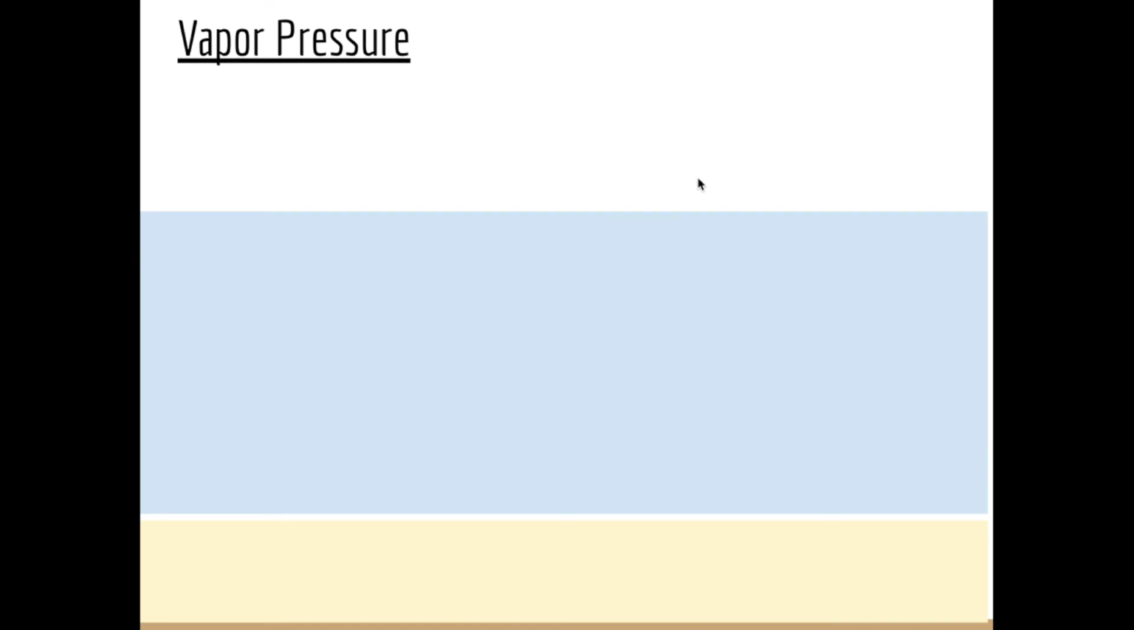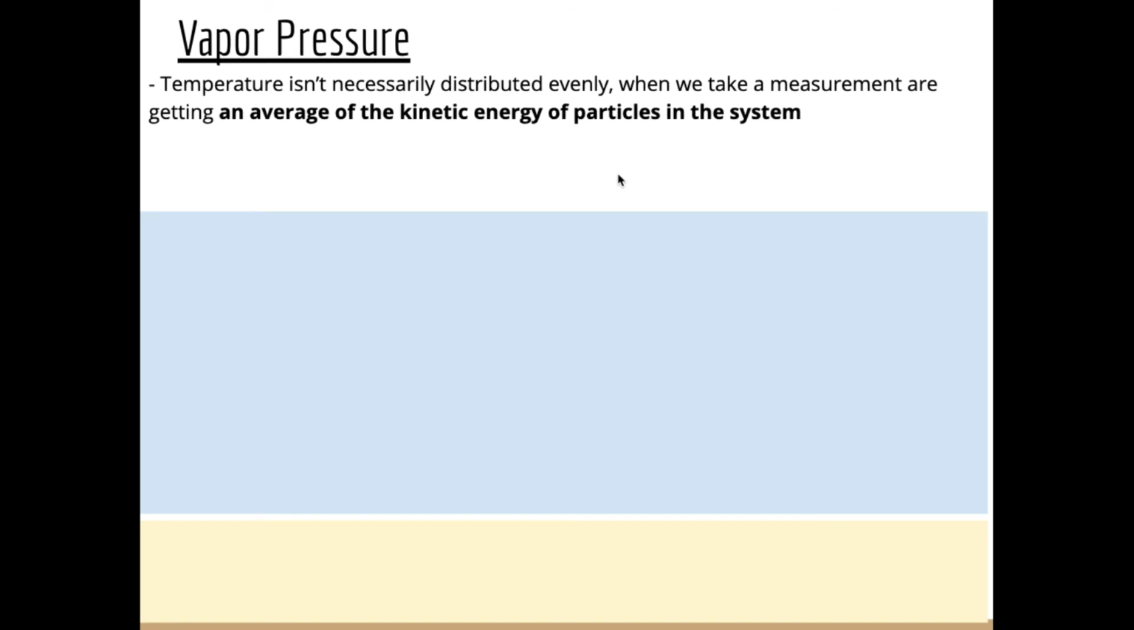Excellent. Let's go to the second and last part of the lesson today, just a short one really. Vapor pressure. Temperature isn't necessarily distributed evenly. When we take a measurement, we are getting an average of the kinetic energy of particles in the system.